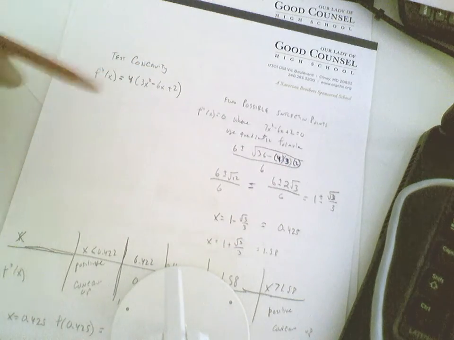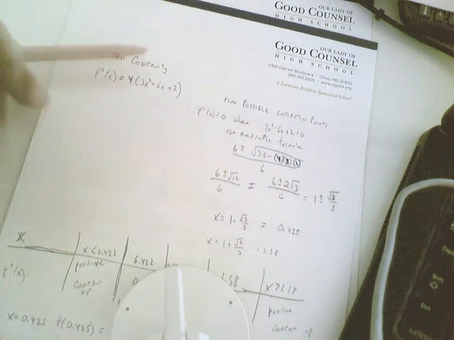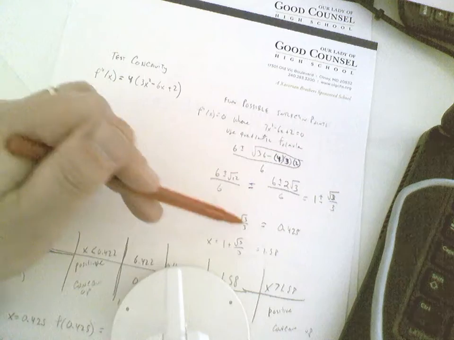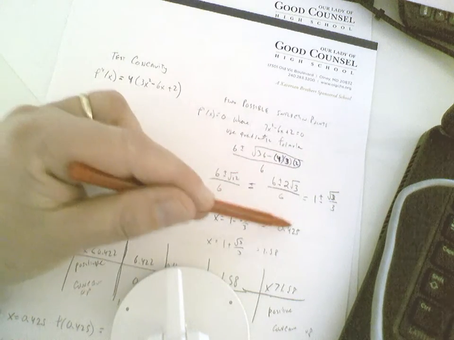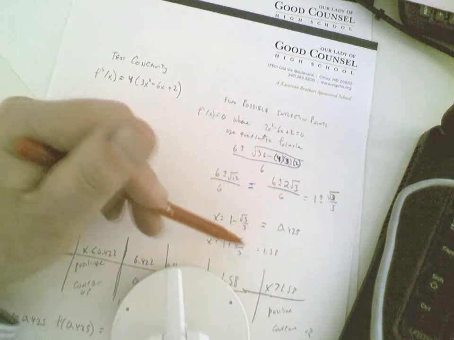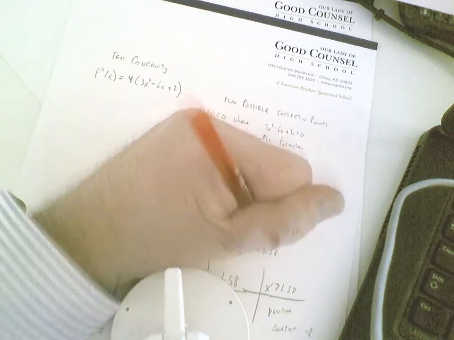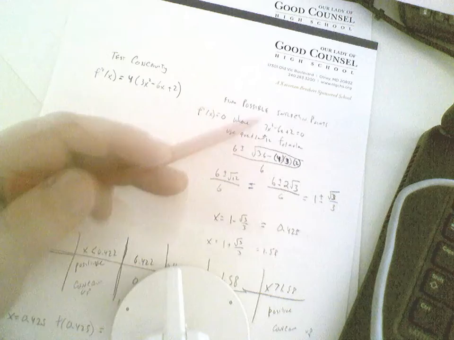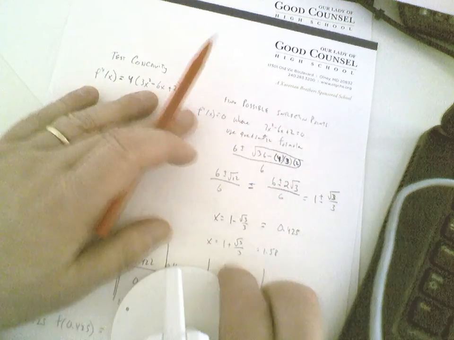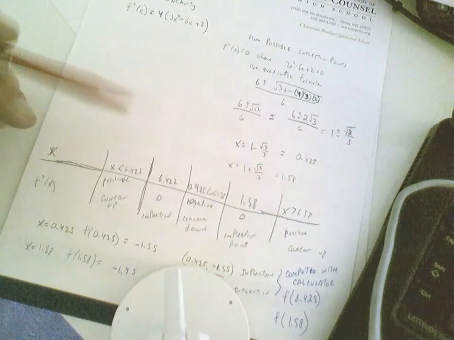So my second derivative is going to be 0 at the values x equals 1 minus root 3 over 3, which is about 0.425, and x equals 1 plus root 3 over 3, which is right around 1.58. So I kind of rounded. I just did 3 significant digits in both places. All right. I built a sign chart again.